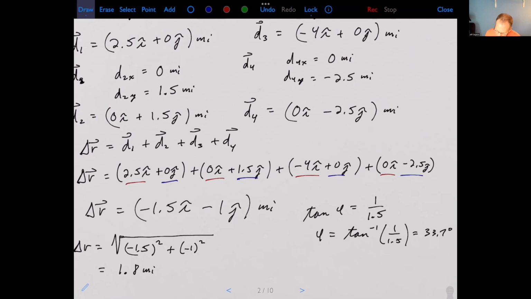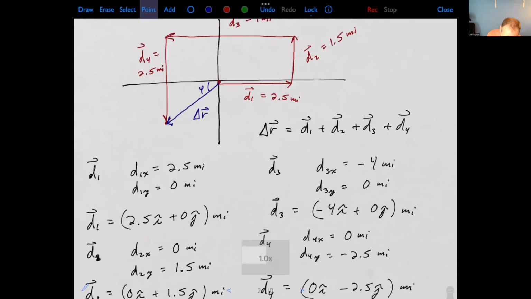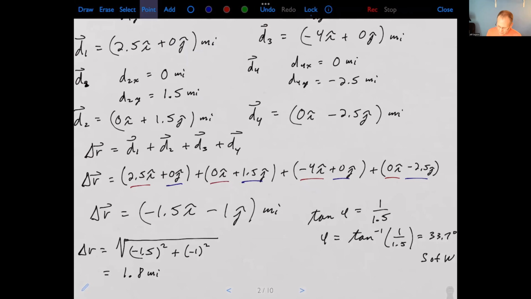So, I have to be a little careful, right? I'm in the third quadrant. So I could say something like south of west, and that would be fine. So the magnitude of that displacement is 1.8 miles, and the direction is 33.7 degrees south of west. Okay. Or if you really wanted to, you could add 180 to it, and you could give the direction from the positive x-axis, right, all the way to that vector. So it'd be 180 plus 33.7. Either way is fine. As long as you put south of west, though, that's fine. All right, great.